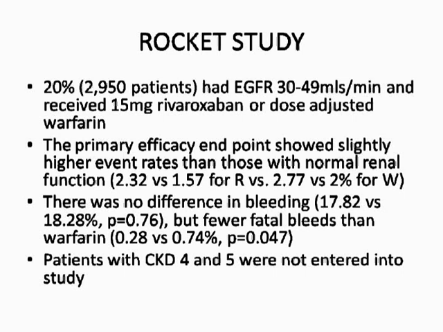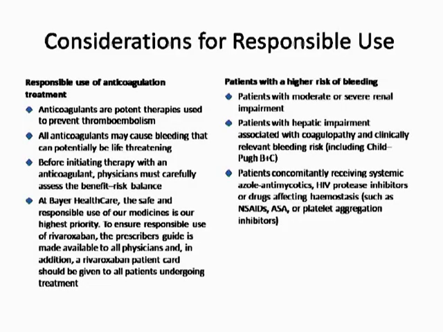So just look at the patients. 20% of the patients had eGFR 30 to 49. So that's basically the stage 3 CKD, and they received 15 milligrams. The primary efficacy endpoint was slightly higher event rates than normal renal function. These are the data. Same with warfarin. But the safety was a bit better with rivaroxaban, with a significant reduction in fatal bleeding with rivaroxaban. So, and note, patients with CKD4 and 5 were not entered in the study.